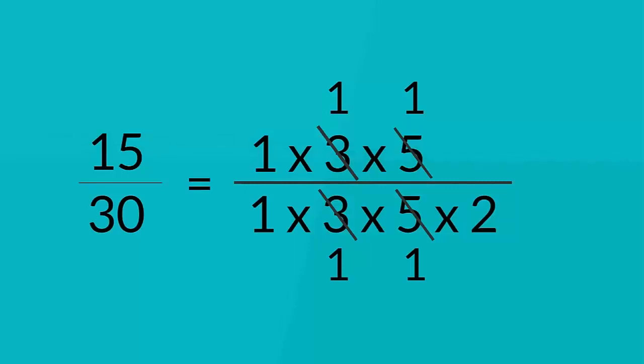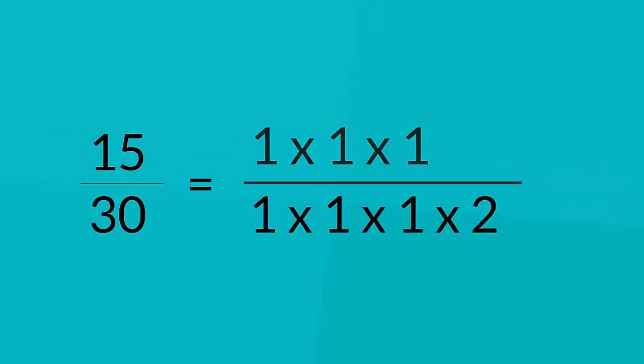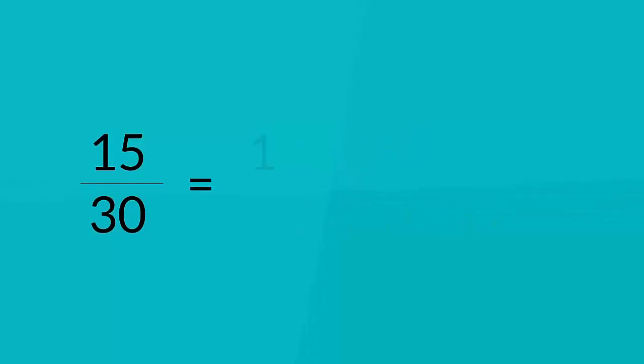Now let's multiply across the numerator. 1 times 1 times 1 is 1. Down to the denominator, 1 times 1 times 1 times 2 is 2. Now we have 1 over 2, or 1/2.